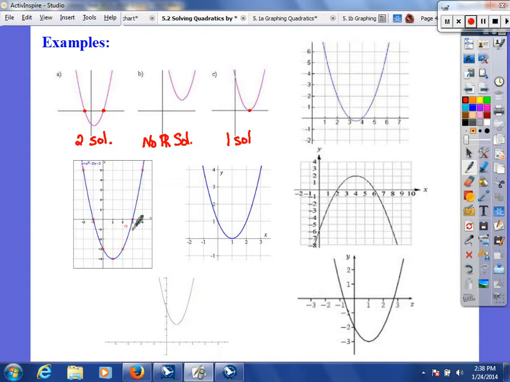So let's look at this one right below it. Notice that it crosses right there and right there. What are those values? Looks like x equals -1 and x equals 3. Those would be considered the solutions to this quadratic equation.